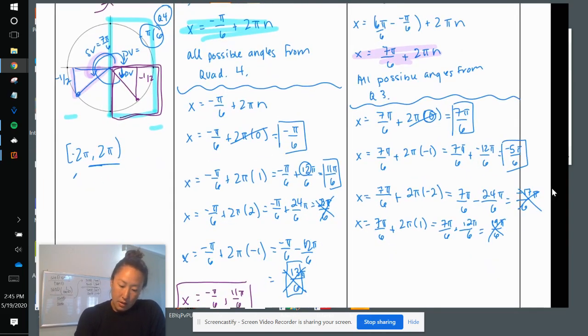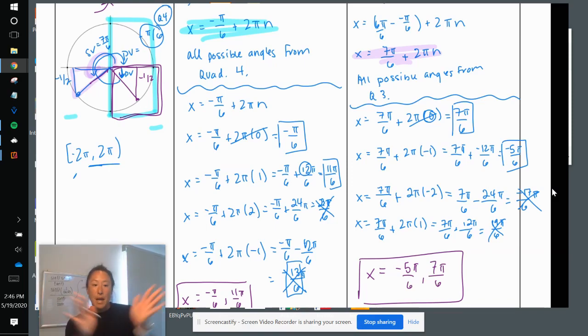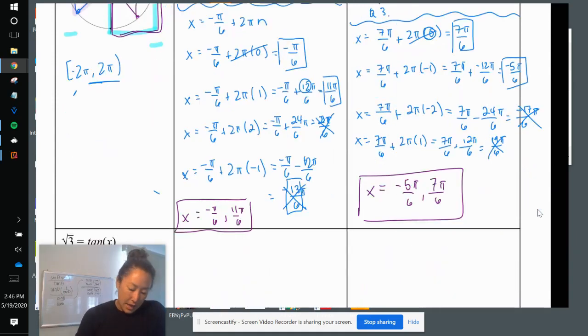Okay, so my answers from the third quadrant are negative 5 pi over 6 and 7 pi over 6 because they are coterminal angles. Bam! They will give me a ratio of negative 1/2 when I use my sine ratio. All right, next up.